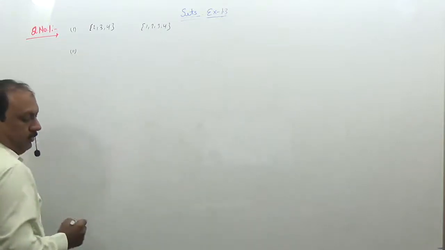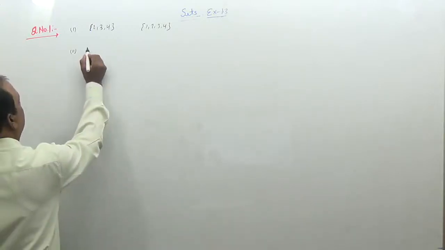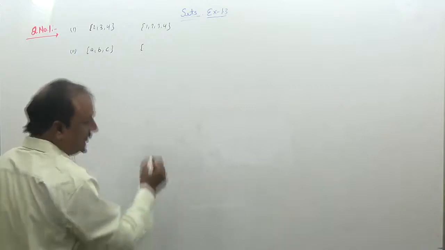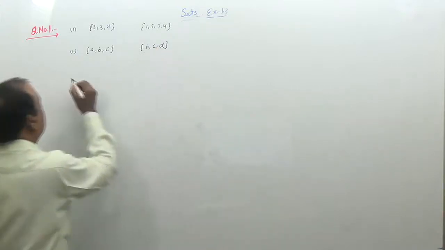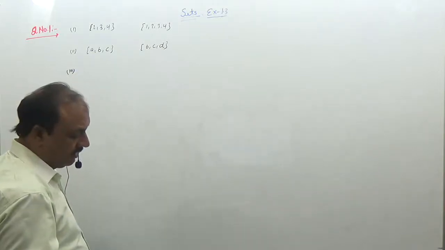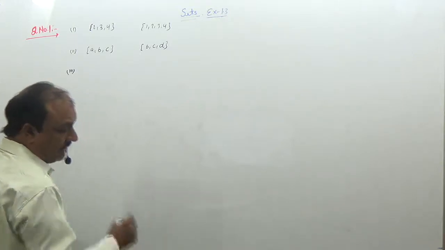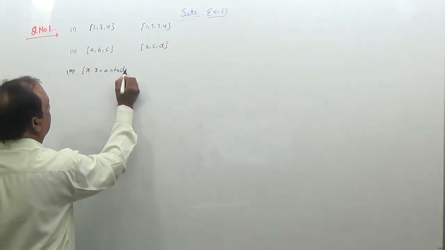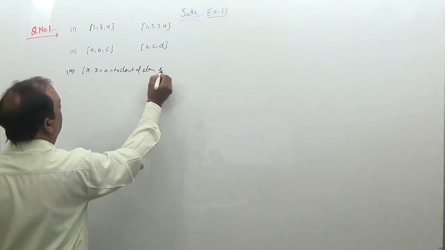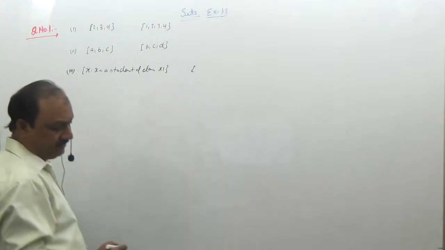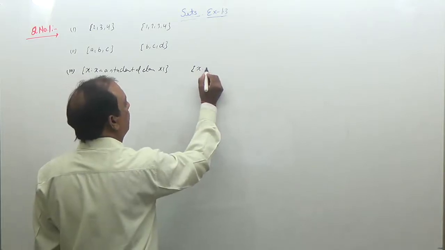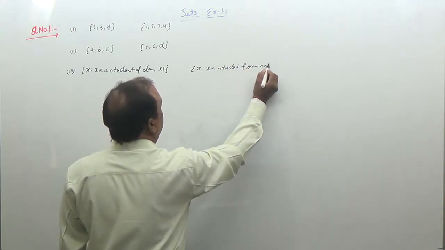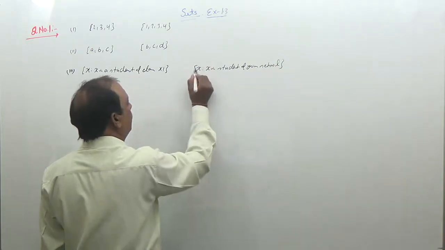Second one is the first set with elements A, B, C and the second set with elements B, C, D. Third part of this question is: X is a student of class 11th, and the second set is X is a student of your school.